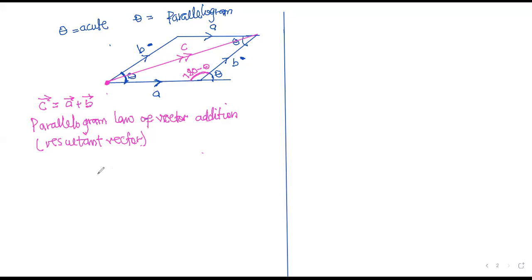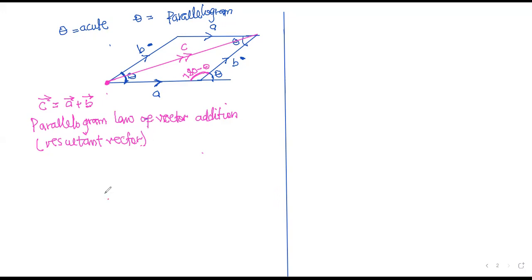I'm repeating this. If two vectors are represented by two adjacent sides of a parallelogram which are directed away from their common point, then their sum, into brackets the resultant vector, the sum refers to the resultant vector, is given by the diagonal of the parallelogram passing away through that common point.